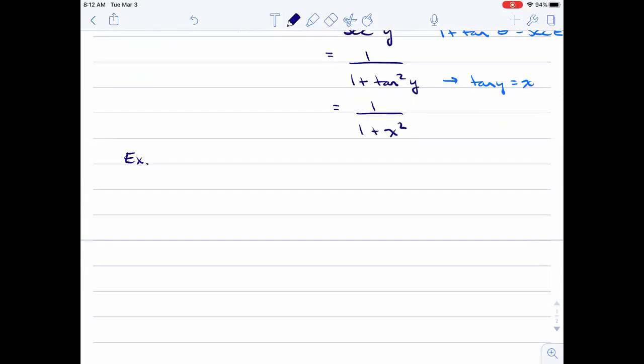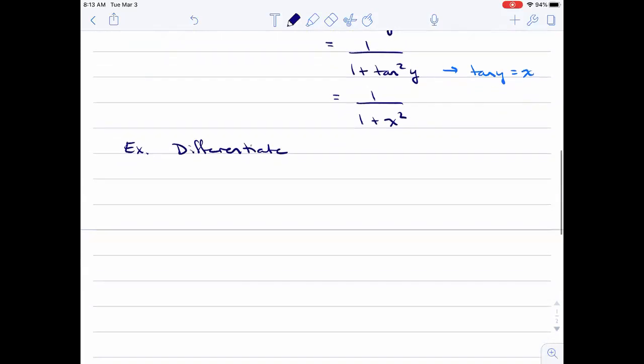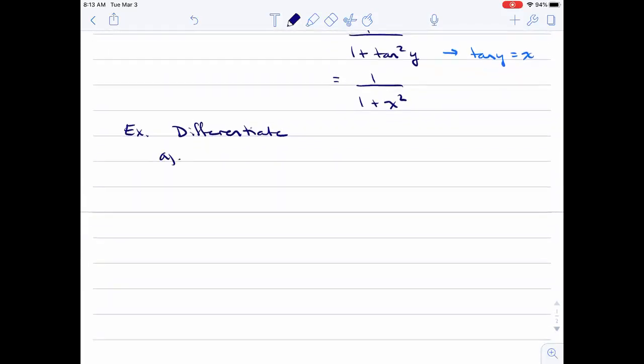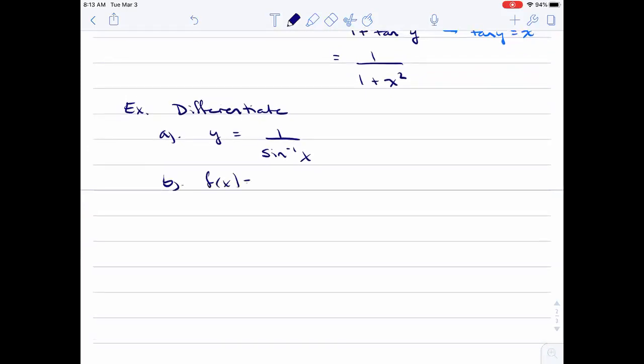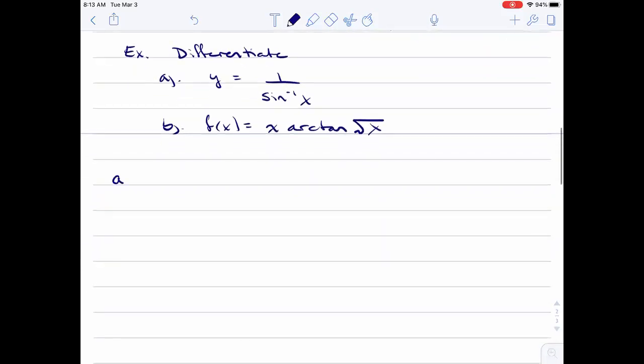So, if we have to differentiate, first one we'll differentiate is y equals 1 over sine inverse of x. And then the second one we'll differentiate is f of x equals x arctan root x. Remember, arctan is just tan inverse. Oh, I'm on a new page anyways. I can start up here.